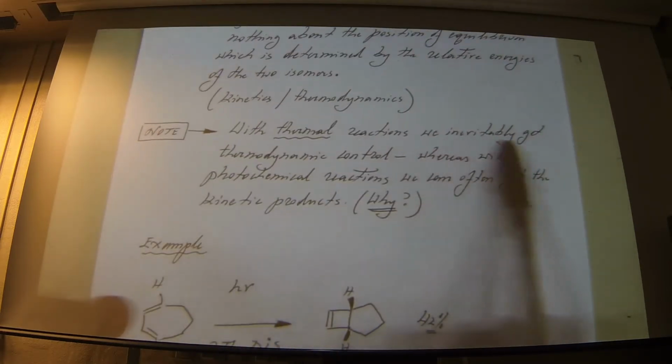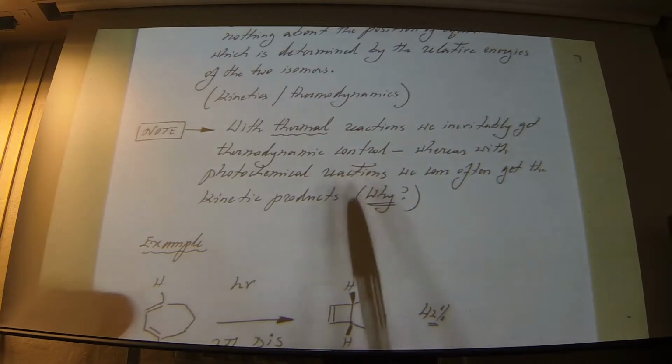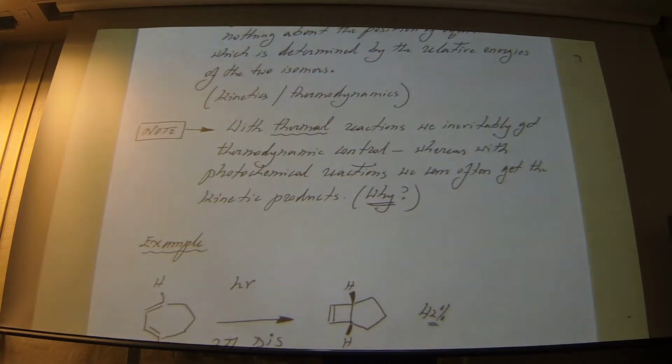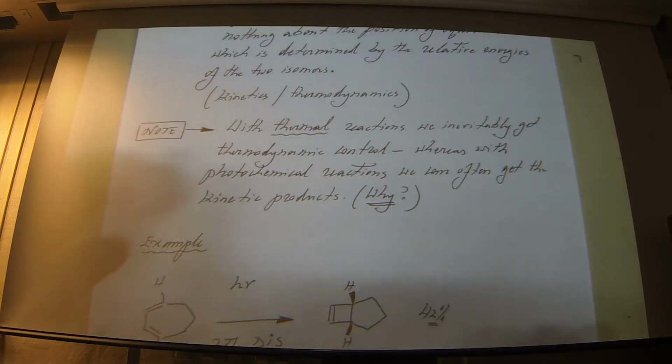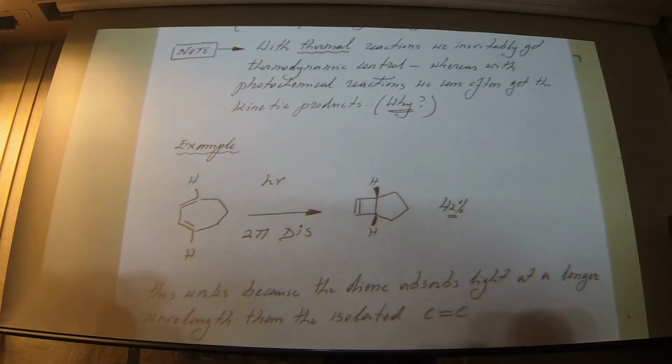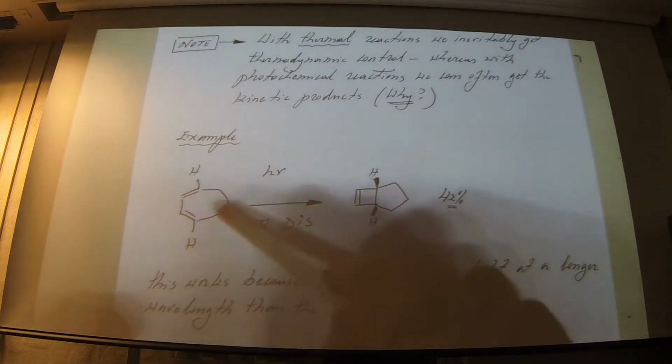Thermal reactions, you inevitably get thermodynamic control. Well, because you're heating it up and you end up setting up an equilibrium. With photochemical reactions, however, you don't, because photochemical reactions are performed typically at low temperature. Now, the photochemistry gives you a kind of a handle on something that you may not think about.